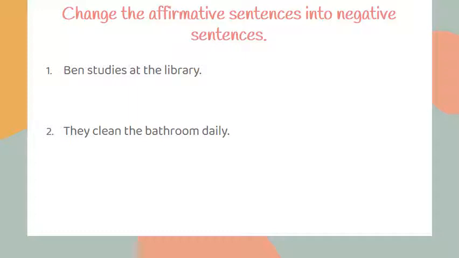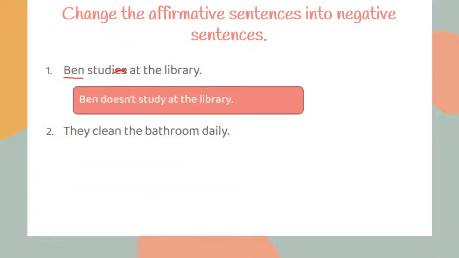Change the affirmative sentences into negative sentences. Okay? Let's change the affirmative sentences now into negative sentences. Ben studies at the library. Here I have Ben. So Ben is singular. And whenever I have a singular subject, I must use doesn't. So I say Ben doesn't study. I do not say studies. I say study. I have to remove the ies. So we say Ben doesn't study at the library.